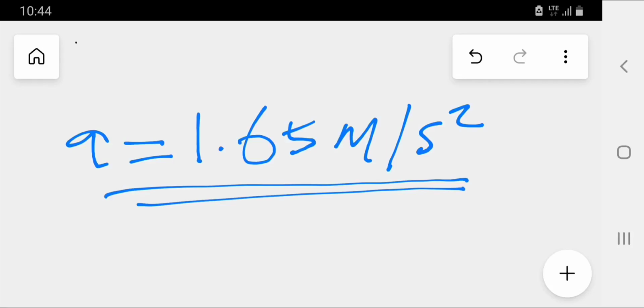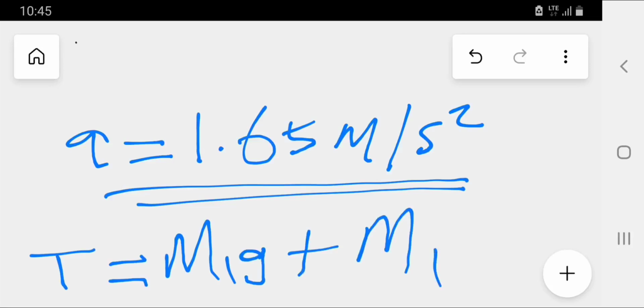Okay, so here we're going to continue. Since we know now the value for acceleration, we're supposed to find the value for tension. How are we going to find the value for tension? We know that from equation number 1, we've made tension the subject of the formula, where tension is m1g plus m1a. Here we know the value of m1, and we also know the value of acceleration, because we've already found it. So we're going to substitute the values, and when we punch our calculator, that will be the solution for the tension.